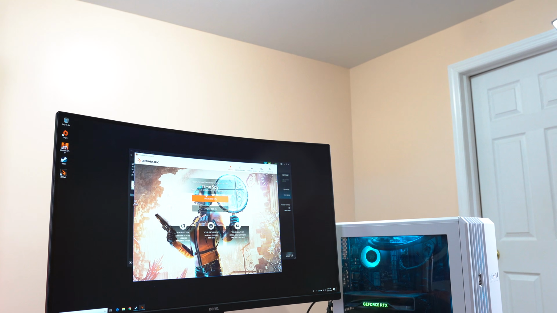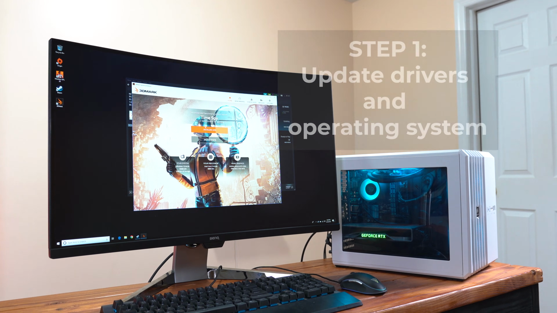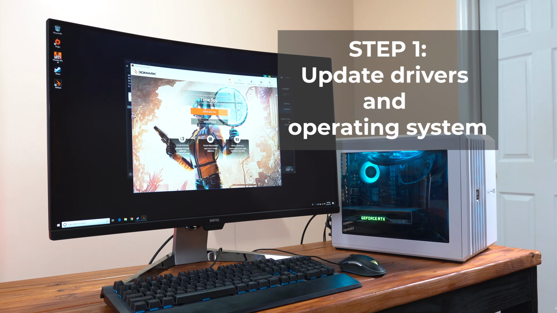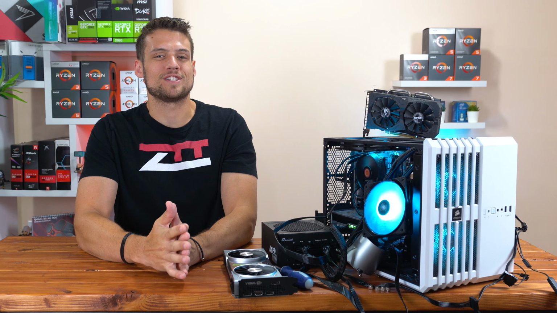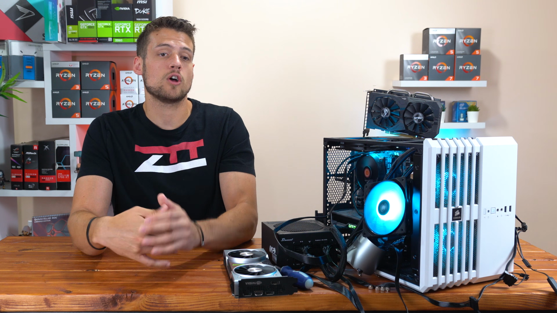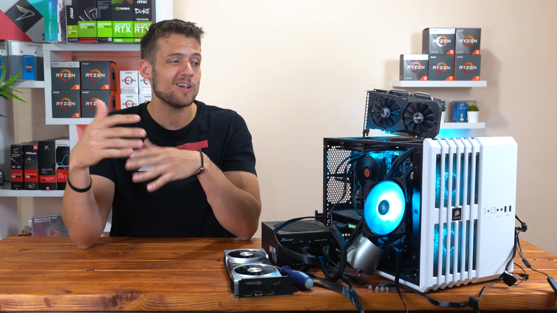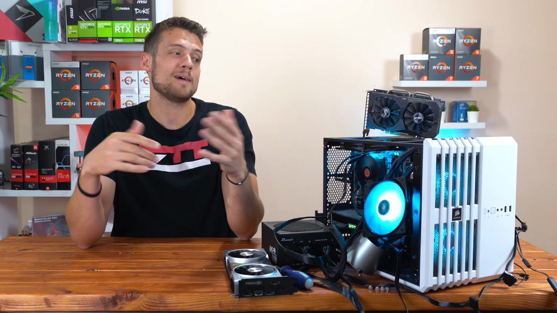So first up, the number one step that I would always recommend just to get the basic stuff out of the way is to ensure that all of your drivers and operating system are completely updated. This is obviously just a basic step and it's probably even a good idea to run something like DDU uninstaller to completely uninstall your graphics card driver and then completely reinstall it, but there's not too much else to this step, so let's move on.